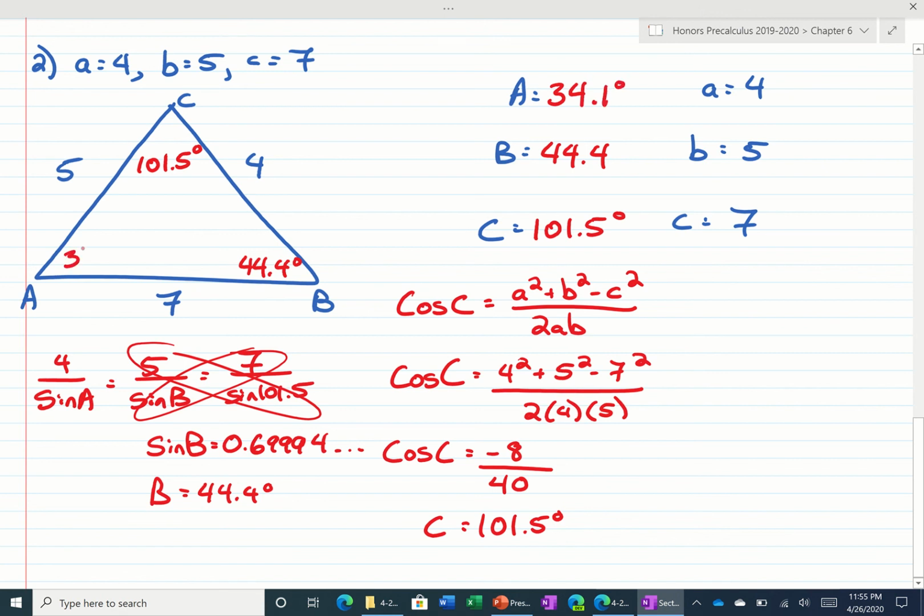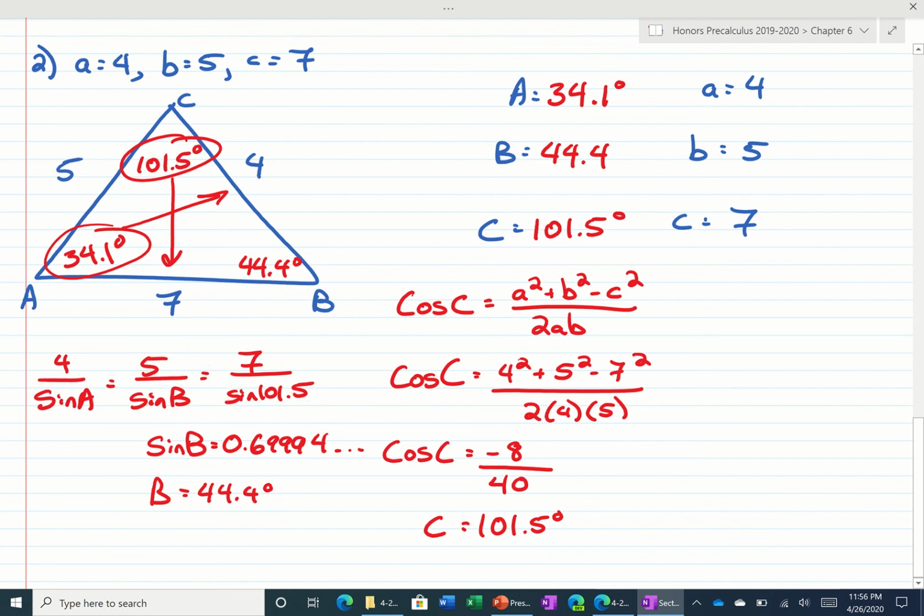Right. Largest angle, largest side, smallest angle, smallest side. Everything checks out. If it didn't check out, what I would do is, instead of finding angle B first, I would do these two fractions and see if that gave me an answer where the largest angle is opposite the largest side. Smallest angle opposite the smallest side.